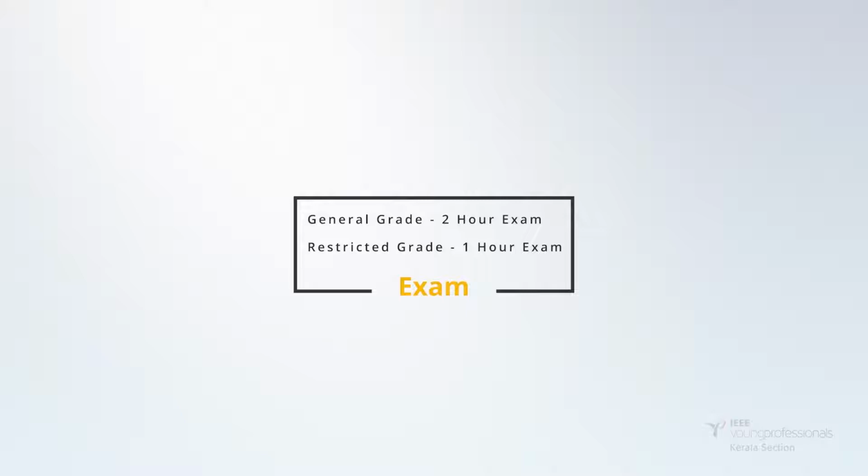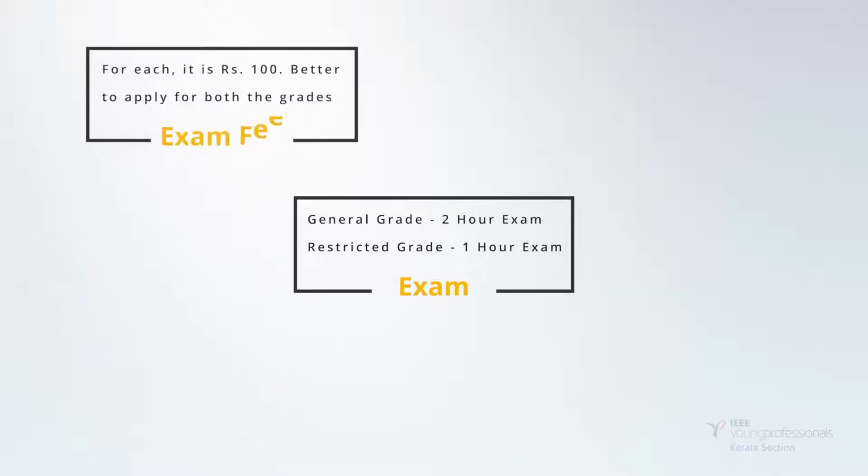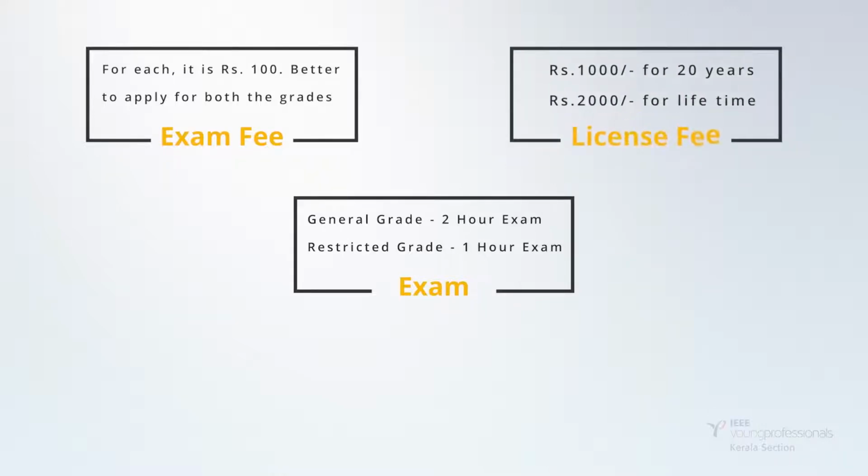For general grade, we need to learn the Morse key for sending as well as receiving Morse codes. So you should be able to transmit or receive at least 8 words per minute. The exam fee for each grade is 100. So it's always better for you to apply for both grades, general grade and restricted grade. The license fee for 20 years is 1000 and for a lifetime it's 2000.